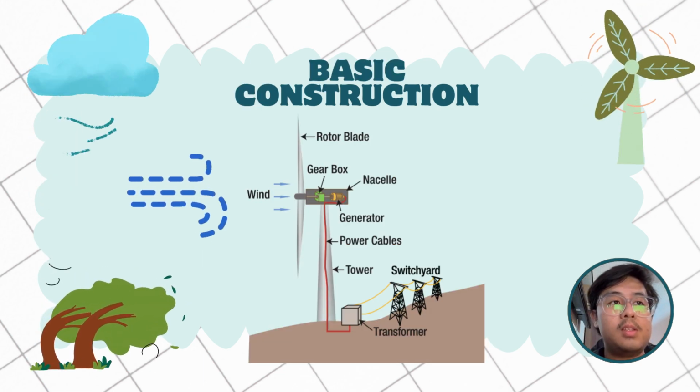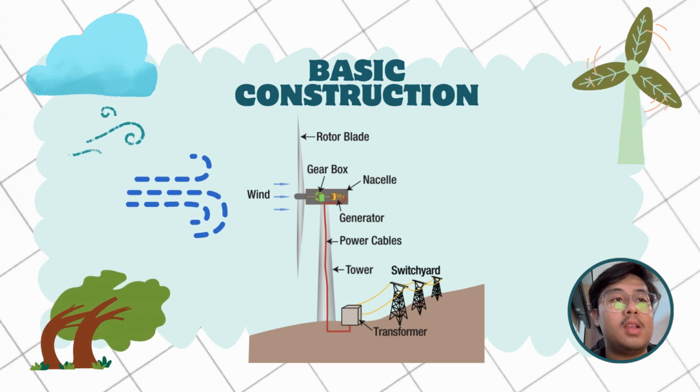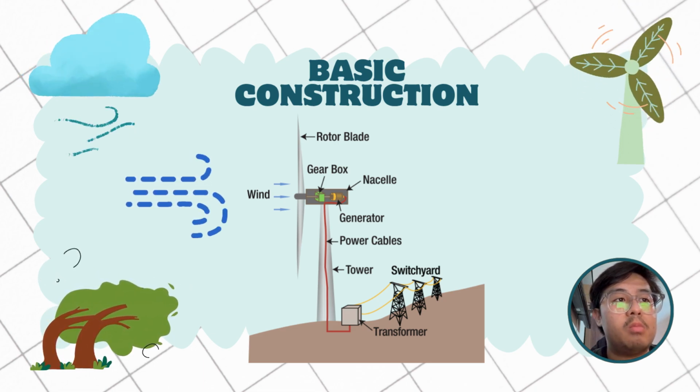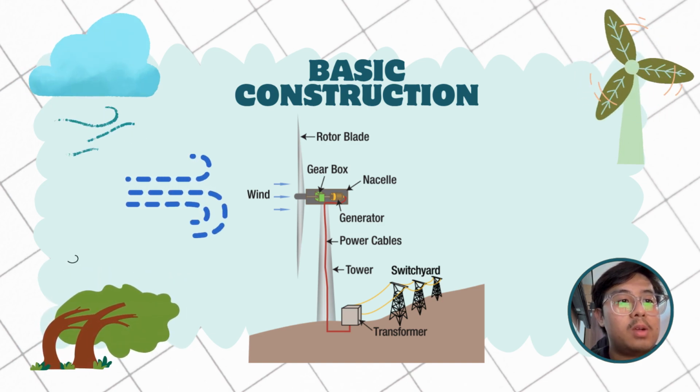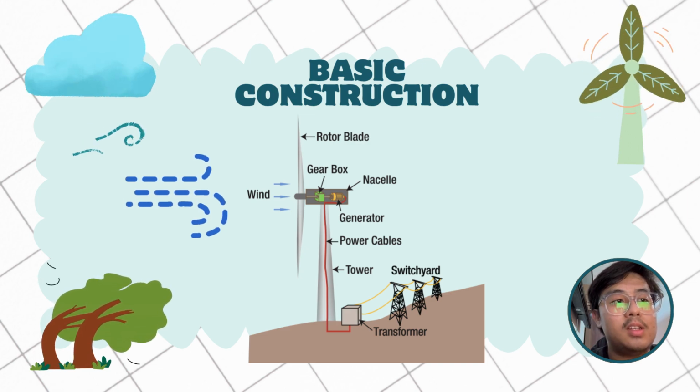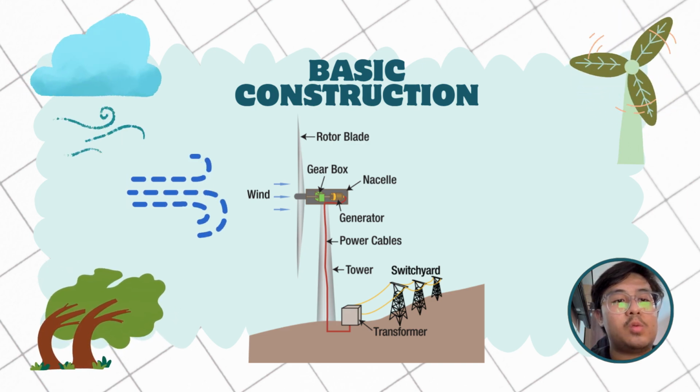Okay, now for the basic construction of a wind turbine, what is needed is the rotor blade, gearbox, nacelle, generator, power cable, tower, transformer, and switchyard.